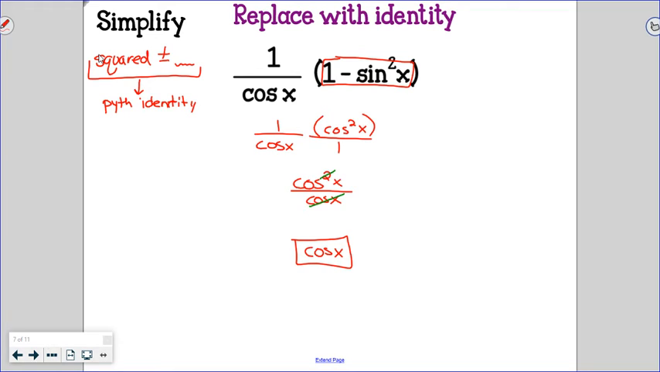This is going to happen a ton. Something squared plus or minus. If it doesn't have the plus or minus, probably not a Pythagorean identity, but anytime it has a something squared plus or minus, check it out. Try, okay? Questions on that?